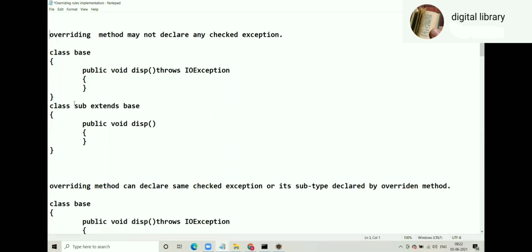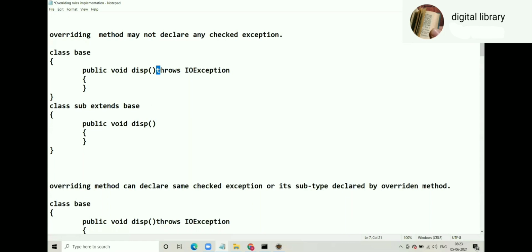We have class Base, class Sub extends Base, public void display, public void display. Now this display is overridden method. This display is overriding method. This overridden method declares IOException. IOException comes under checked exception category. So overridden method declares IOException. Overriding method here is not declaring any checked exception. That's perfectly fine as far as point number A is concerned.